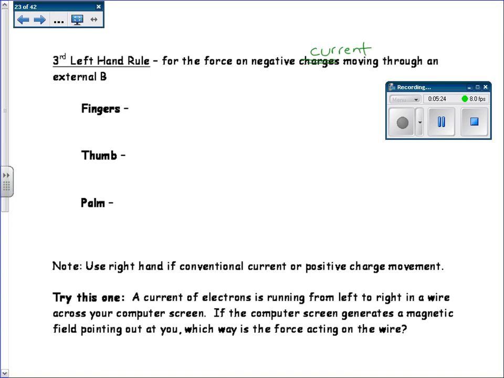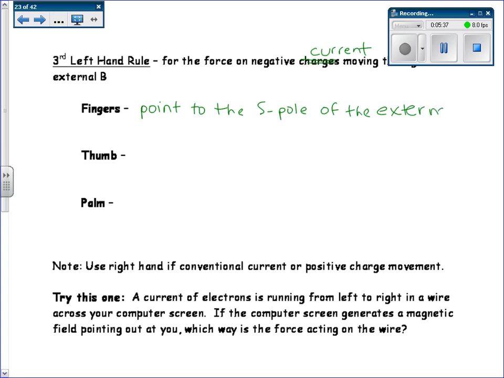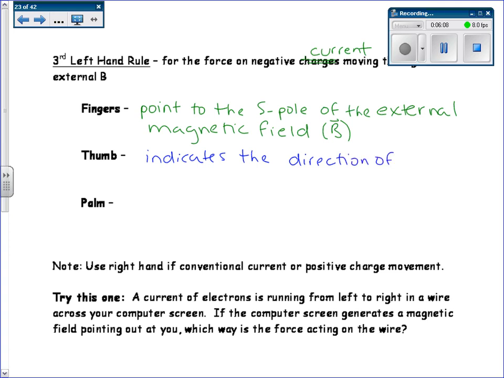So in this case, your fingers again are going to point towards the south pole of the external magnetic field, which is B. Your thumb indicates the direction of flow of electrons through the current carrying conductor, which is just a fancy description of wire. Okay, so that's wire.